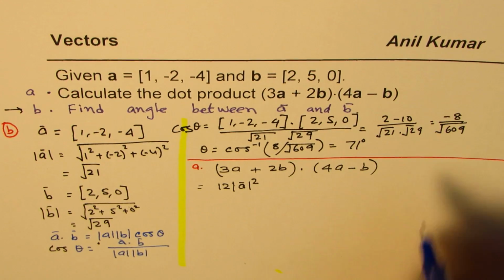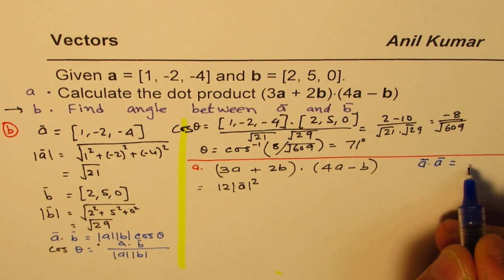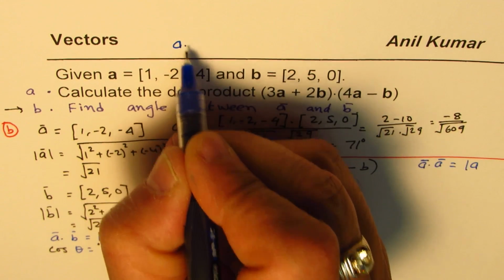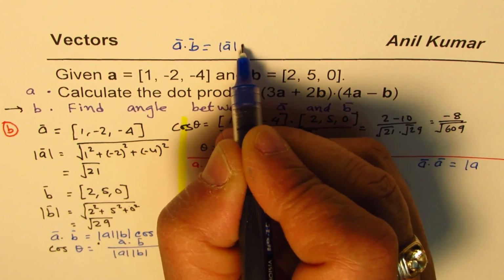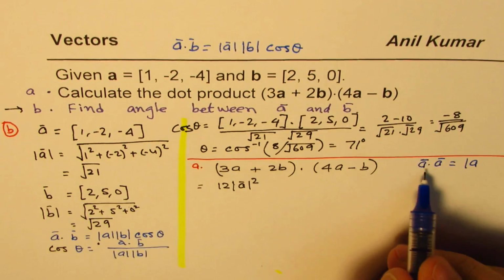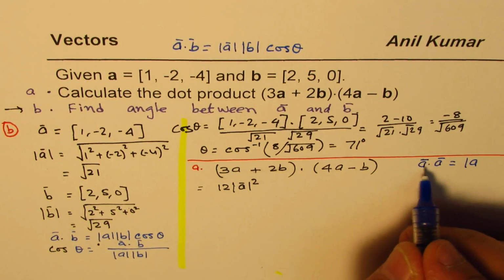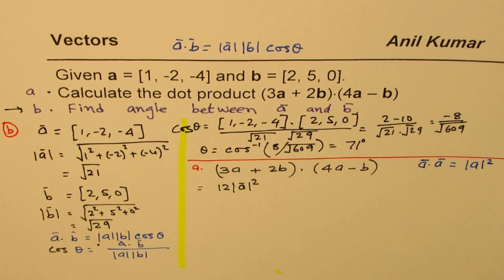So let me write on the side. What is a dot a? A dot a is the magnitude of a squared. Let me write the dot product in general. A dot b is magnitude of a times magnitude of b times cos theta, right? So if theta in this case is 0, then cos theta is 1, so it is magnitude of a square. That's how we write it.